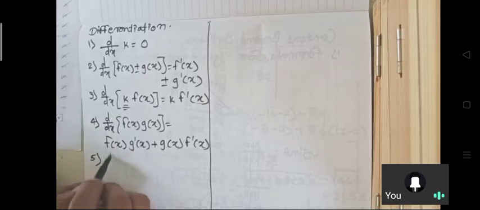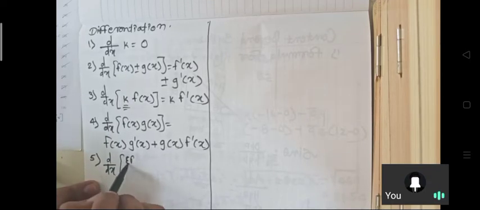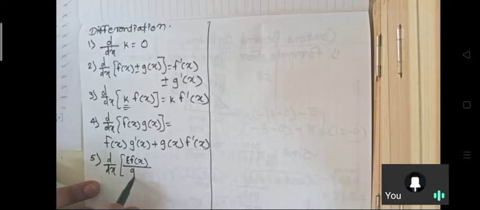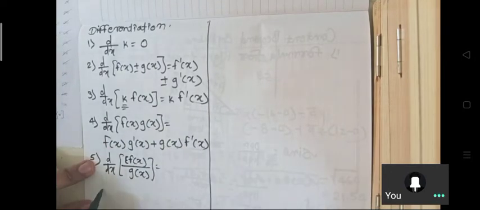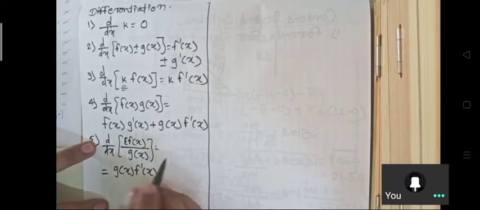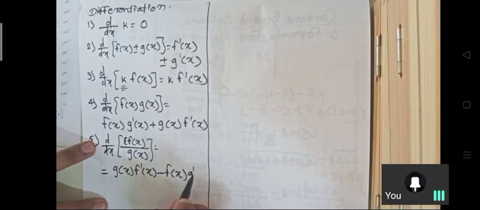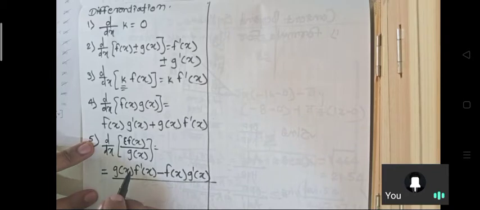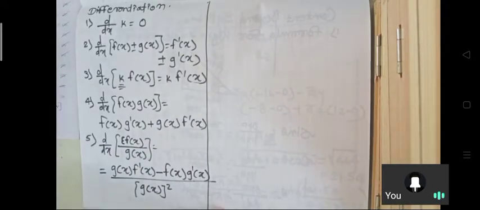Next is, for division you can write d by dx of bracket f of x upon g of x is equal to g of x times f dash of x, minus f of x as it is times g dash of x, divided by g of x bracket square. So this is the formula for differentiation.